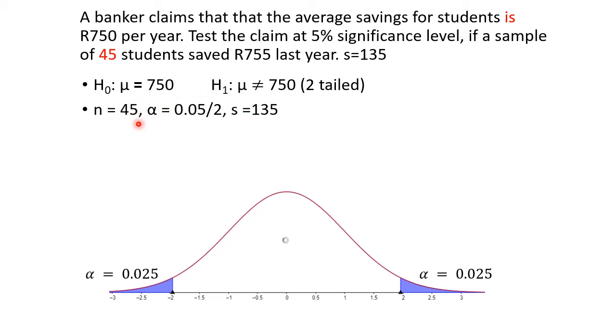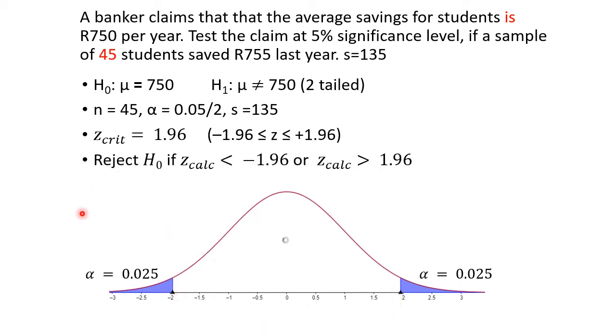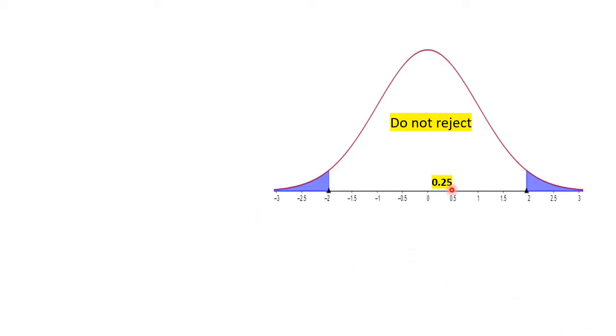We have done the division by 2 because it's two-tailed, standard deviation of 135. From the table, we are able to find the critical value, which is equal to 1.96. So this is 1.96 negative, 1.96 positive. We will reject H0 if it is less than minus 1.96 or greater than 1.96. In the middle part, that's the do not reject area.